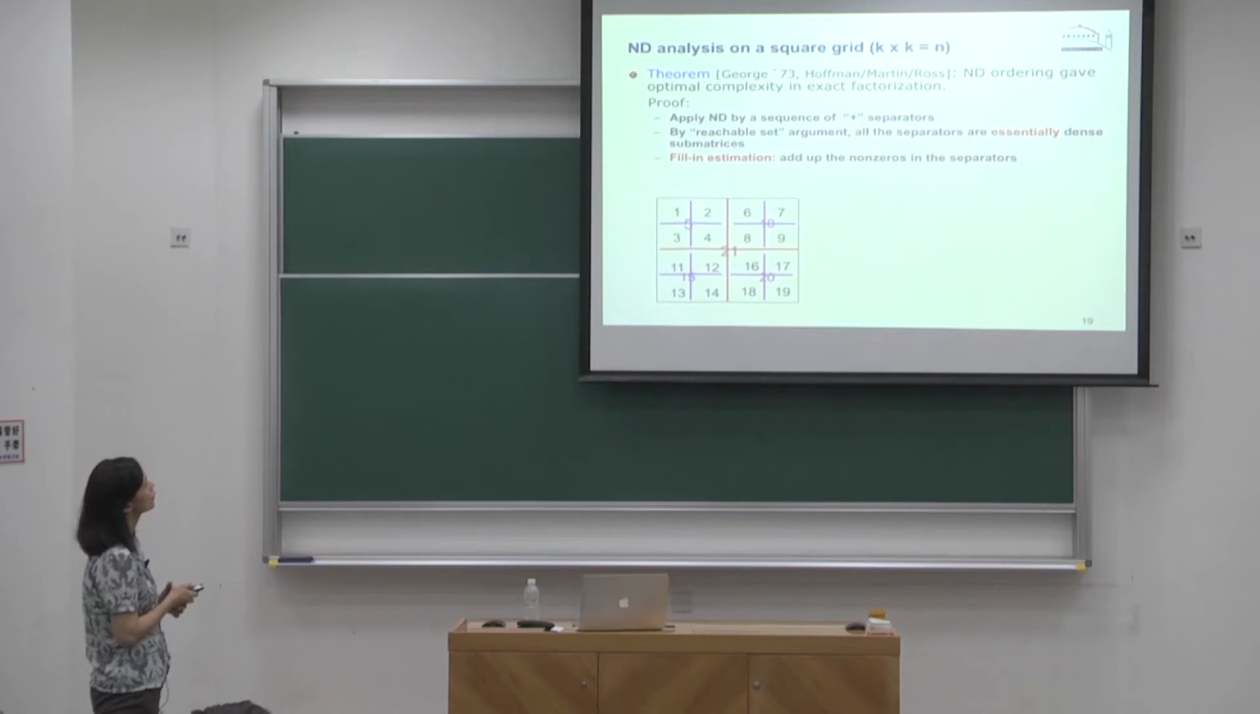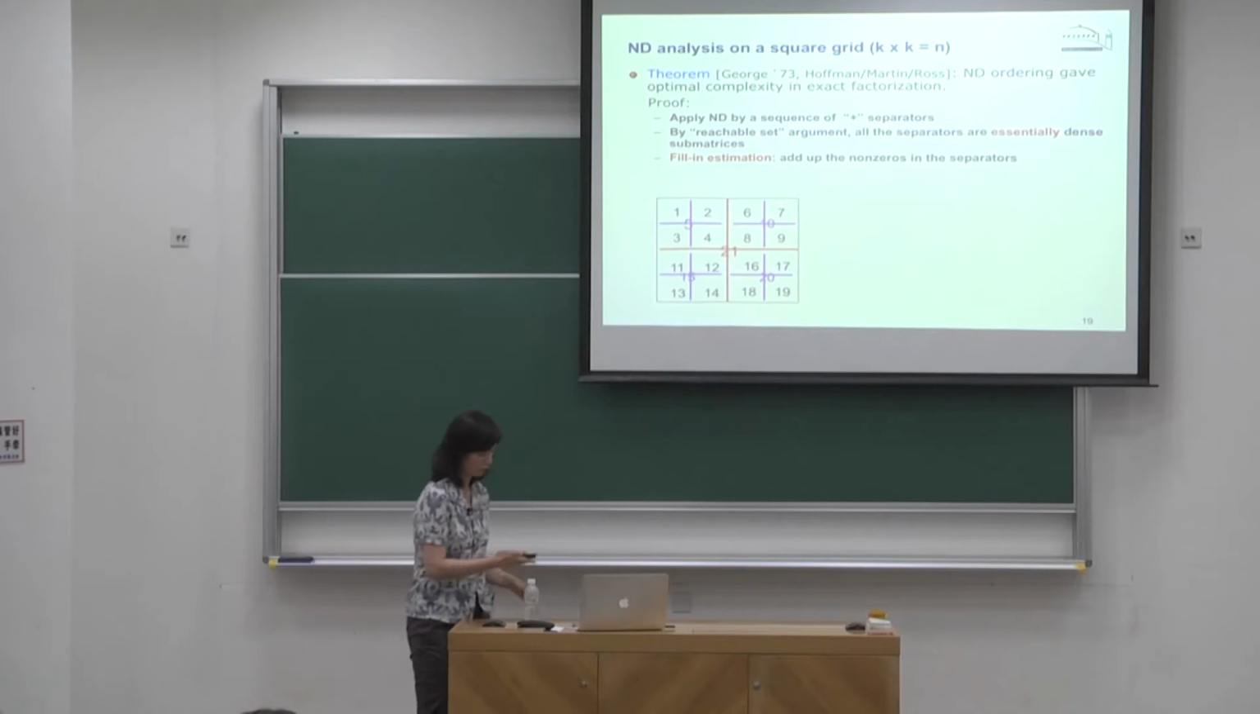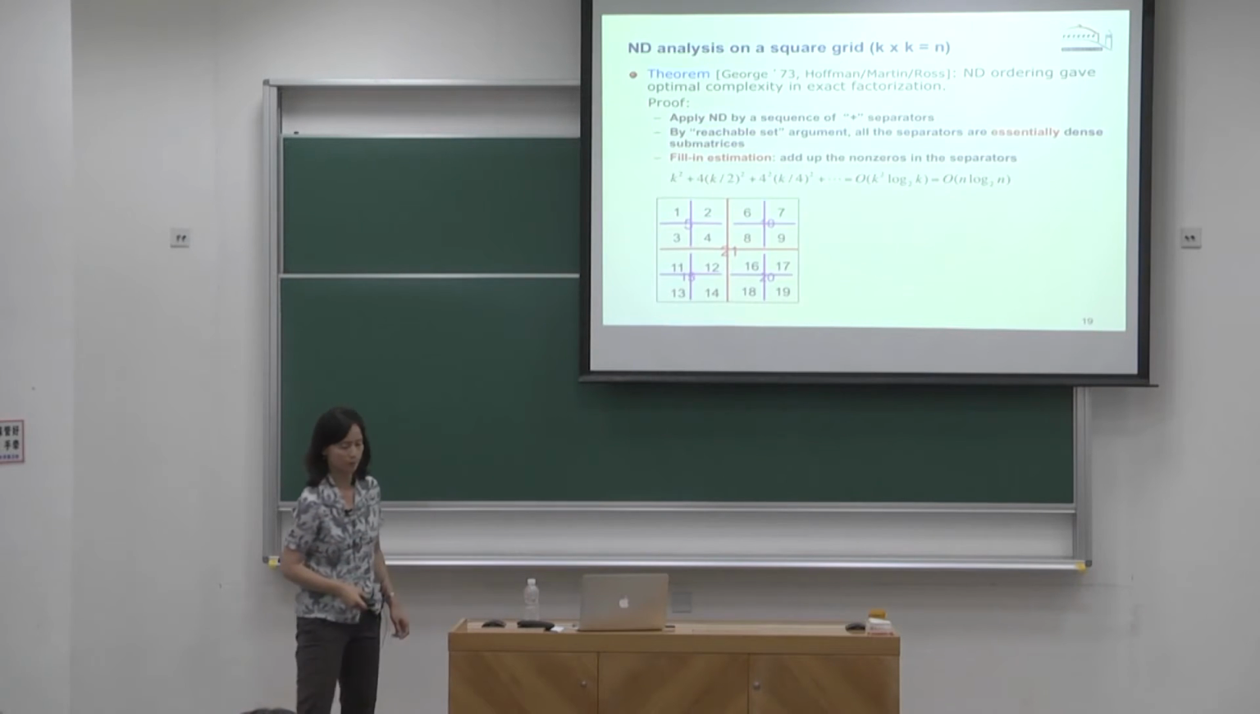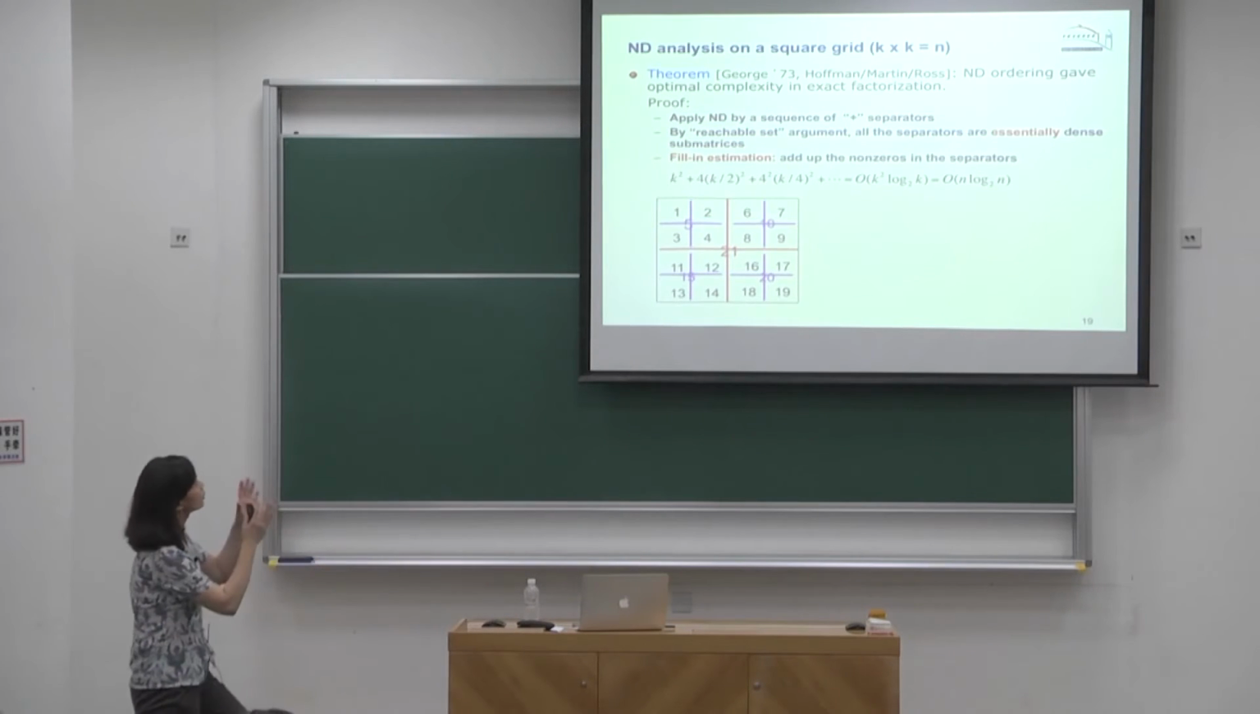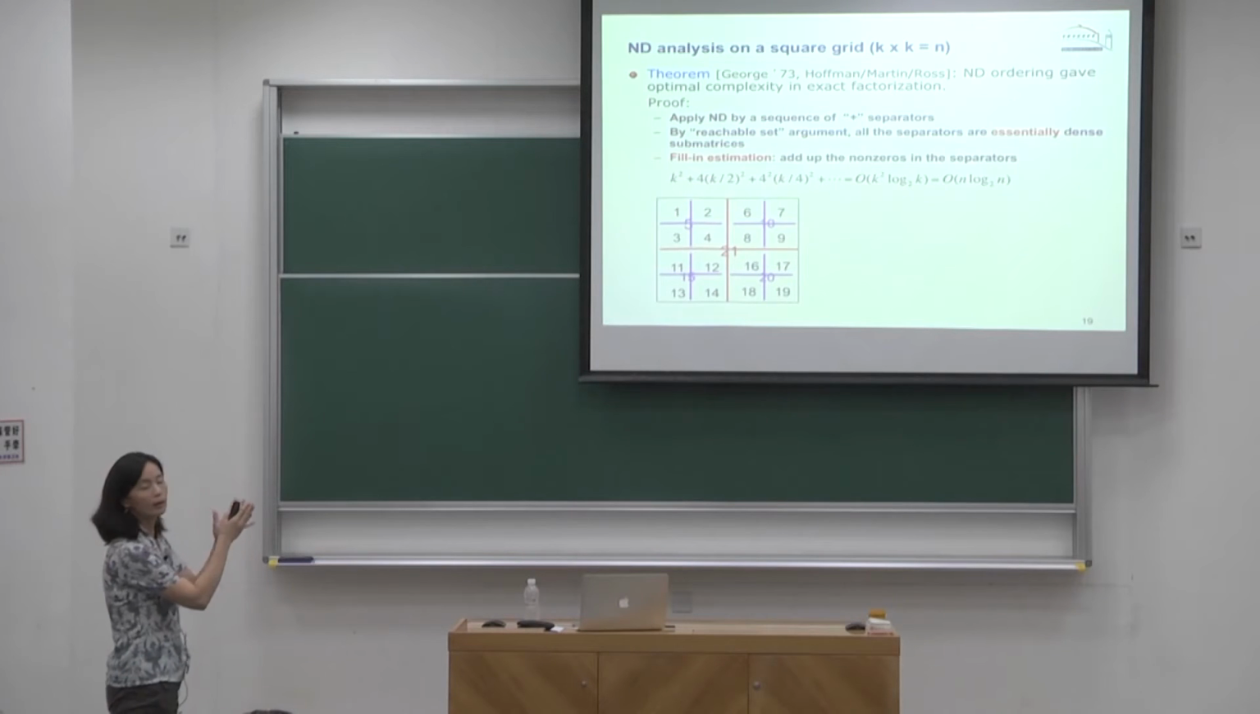Okay, do this ordering. Then using this reachable set argument, all the separators are dense, and then you estimate the fill by adding up all the non-zeros in the separator. So that gives you a first order approximation. So for example, if your grid starts with a k by k grid, right?